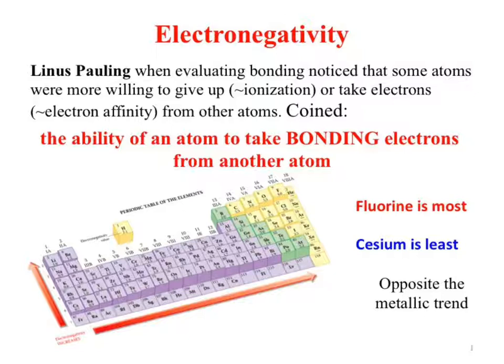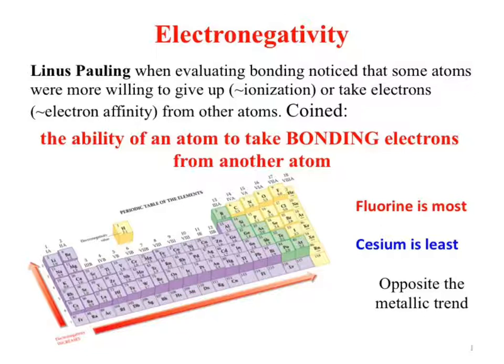They usually simplify it down into looking at electronegativity. Fluorine is your highest electronegativity, cesium is the least. It tracks with metallic character, so it's pretty much the opposite of metallic character. Your most electronegative is your upper right, which happens to be the least metallic.